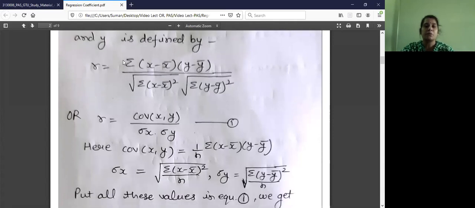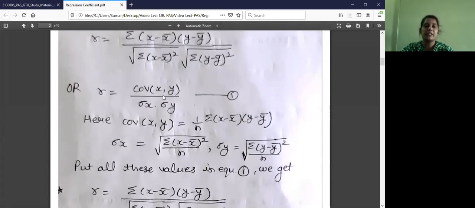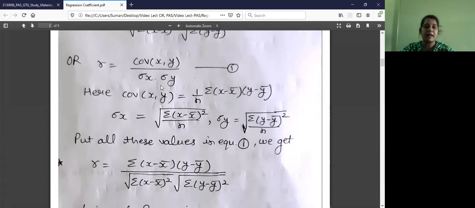is equal to summation (x minus x bar) into (y minus y bar) divided by root summation (x minus x bar) whole square, root summation (y minus y bar) whole square. This is a very important formula. Sometimes we use only this formula and we get the correct answer 100%. Or r is equal to covariance of x comma y divided by sigma x into sigma y.